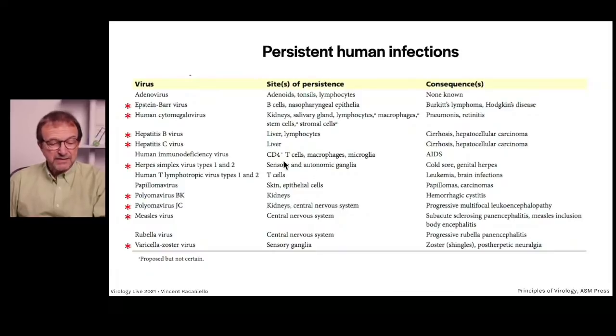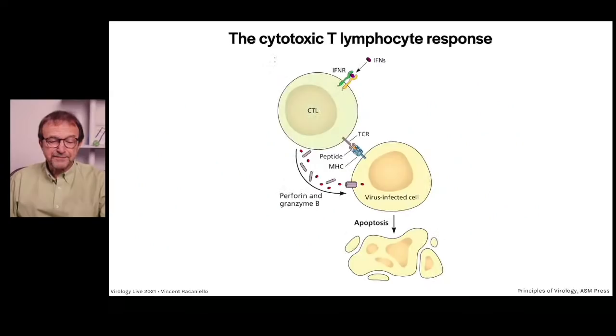HIV, as I said, gets its own lecture. Polyoma virus, measles virus, and varicella zoster virus. And this will tell you each of the consequences that arise when these viruses reactivate. For example, with herpes simplex virus types 1 and 2, the reactivation may lead to a cold sore or genital herpes. A key mechanism of evasion is at the level of the cytotoxic T cell response.